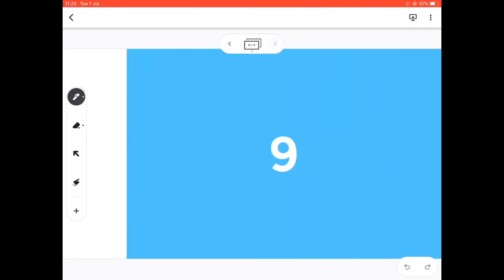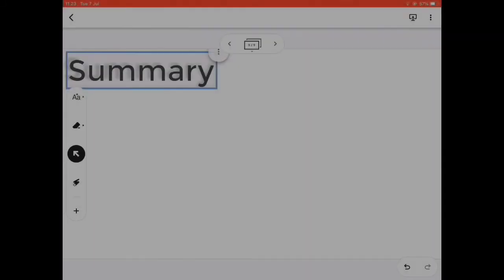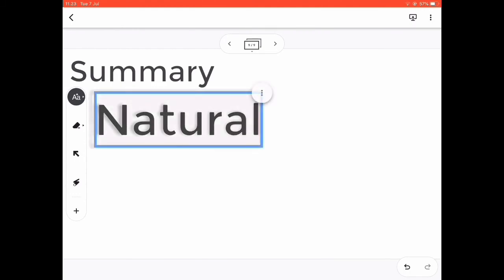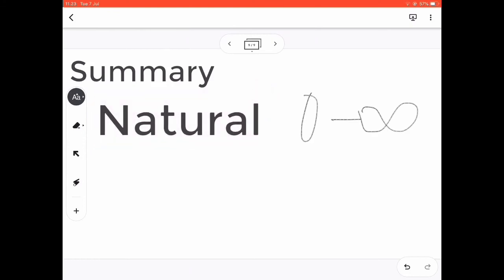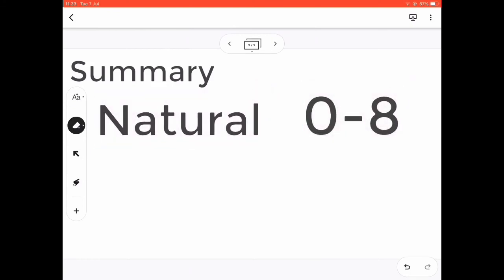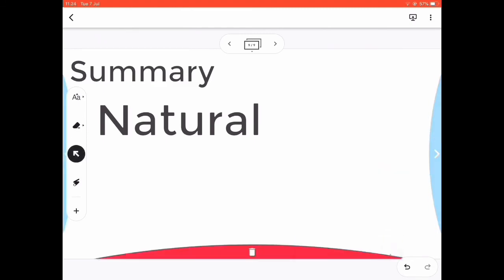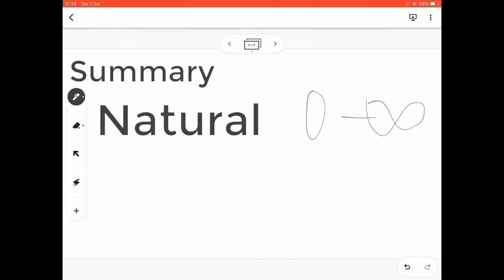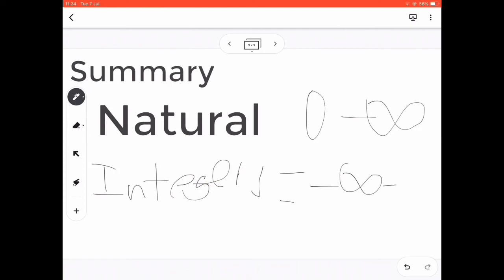So let's summarize it. The first number is, of course, natural, which starts off at 0 to infinity. So basically, natural numbers are numbers which are, of course, 0 to infinity. Integers are negative infinity to infinity. So negative numbers and positive numbers.